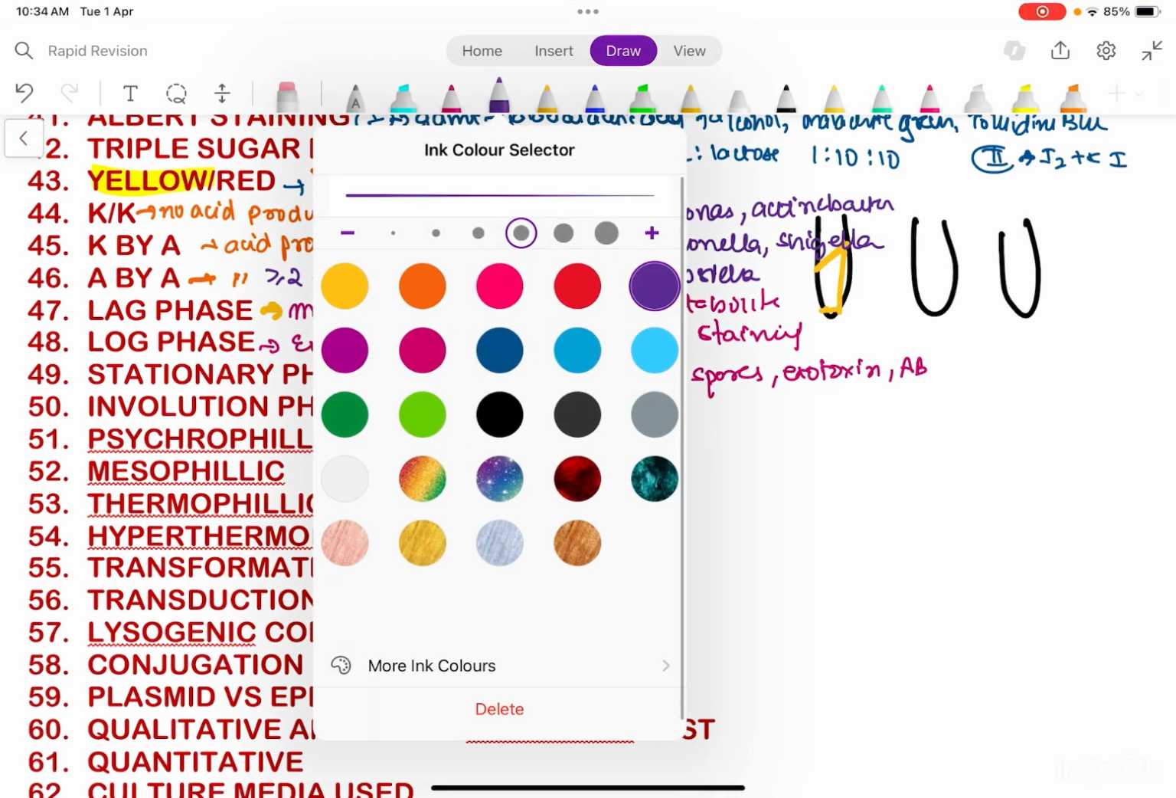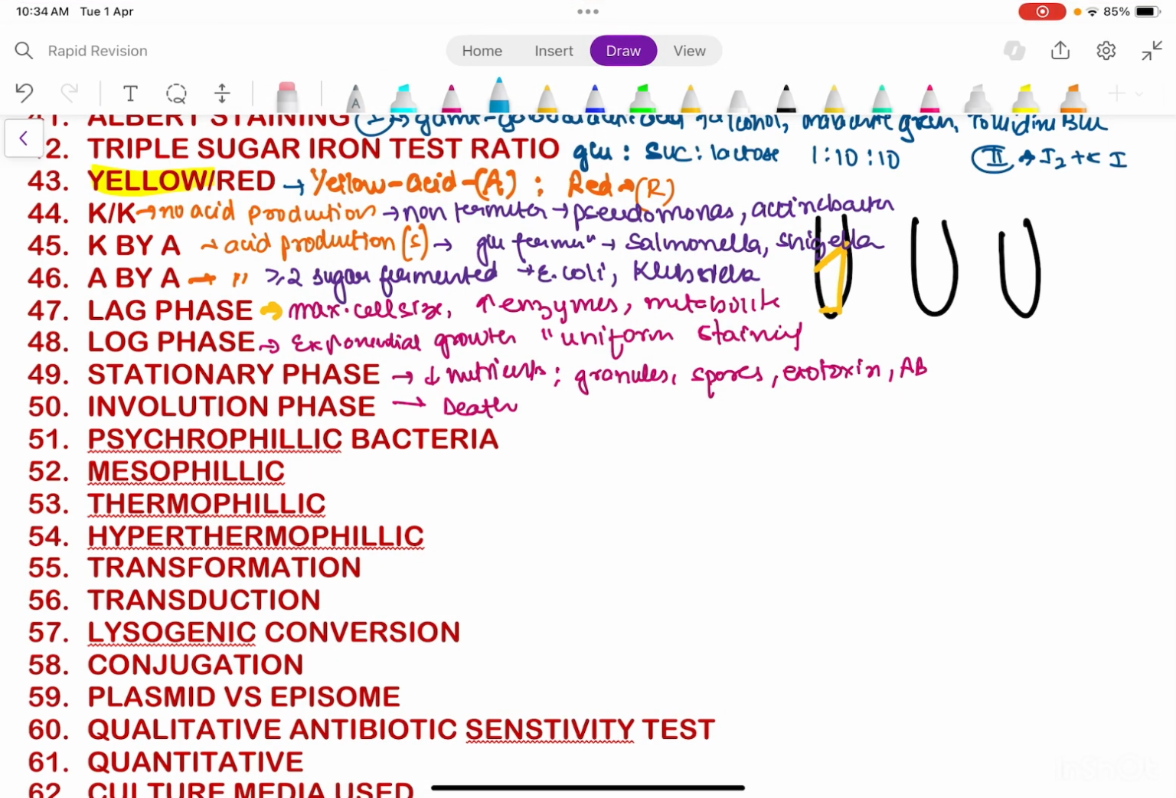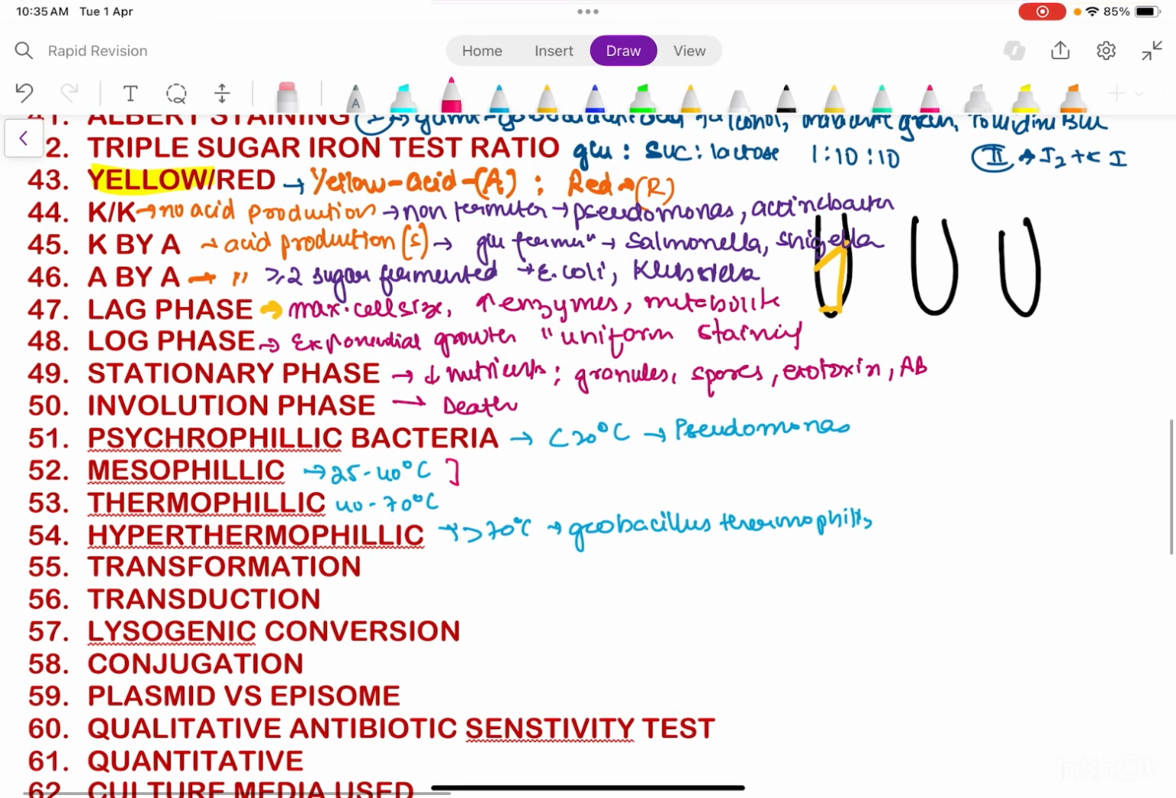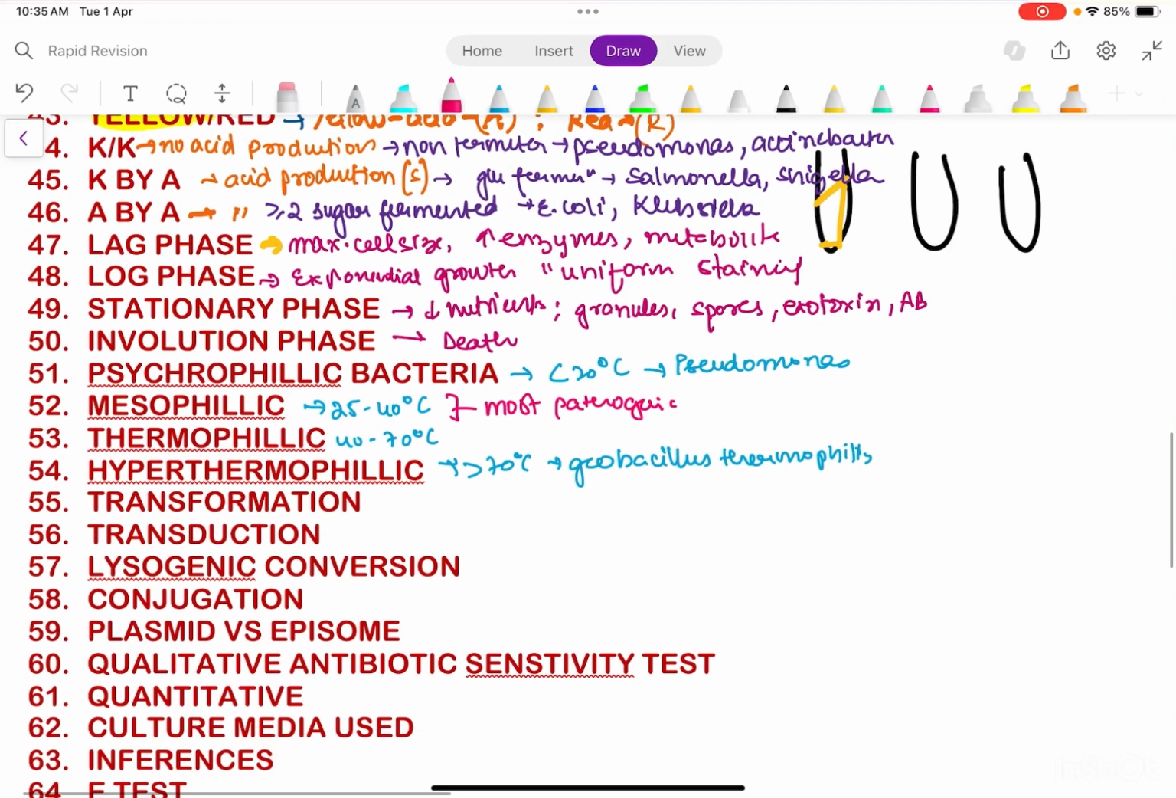Now psychrophilic is basically related to temperature conditions. Psychrophilic is less than 20 degrees Celsius, mesophilic is 25 to 40 degrees Celsius, thermophilic is 40 to 70 degrees Celsius, and hyperthermophilic is more than 70 degrees Celsius, which is seen in Geobacillus thermophilus. For psychrophilic you may remember Pseudomonas. Most pathogenic bacteria are mesophilic because it's our body temperature.